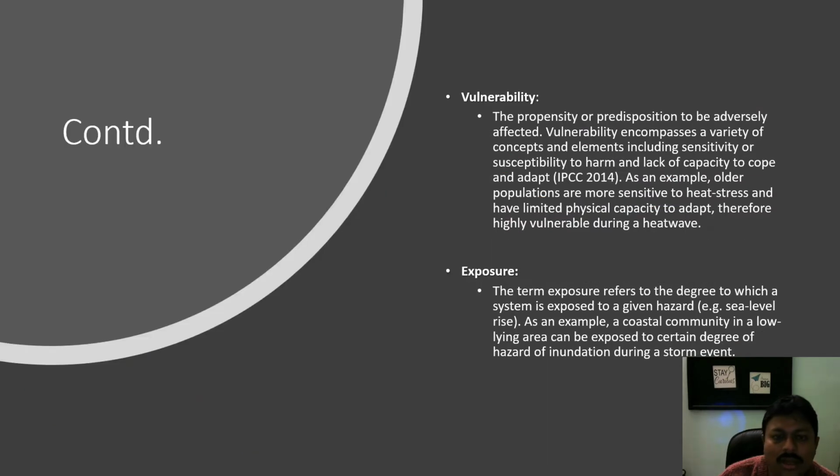Okay. The next step is vulnerability. What is vulnerability? The propensity or predisposition to be adversely affected. Vulnerability encompasses a variety of concepts and elements, including sensitivity or susceptibility to harm and lack of capacity to cope and adapt. This is the definition given by the IPCC, the Intergovernmental Panel on Climate Change, in the year 2014.